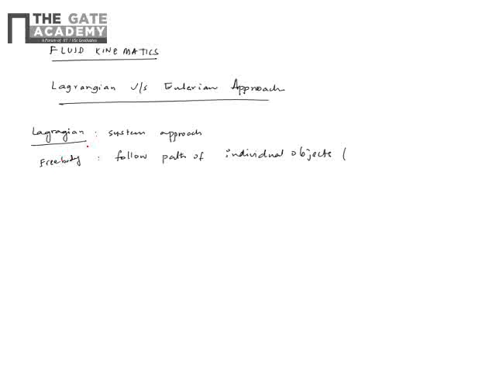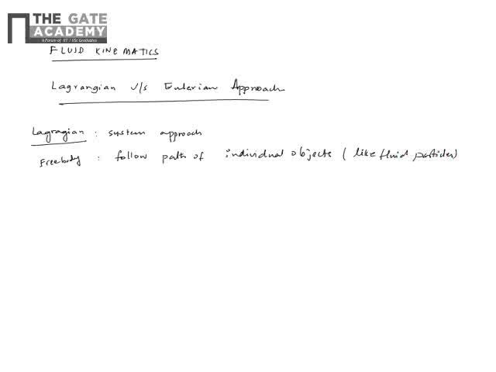These are basically the two approaches commonly used in mechanics. So let's see what is Lagrangian. Lagrangian is basically more like a system approach, where you follow the path of individual objects or individual fluid particles. It's something like a free body approach. You take a body or a fluid particle and you just track its path, the path of individual objects like fluid particles.